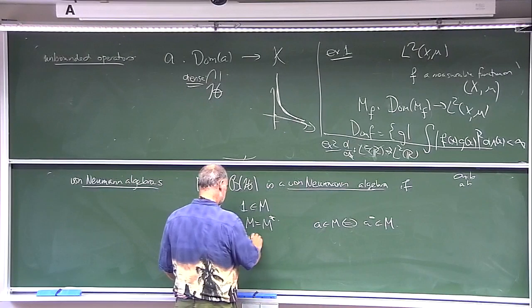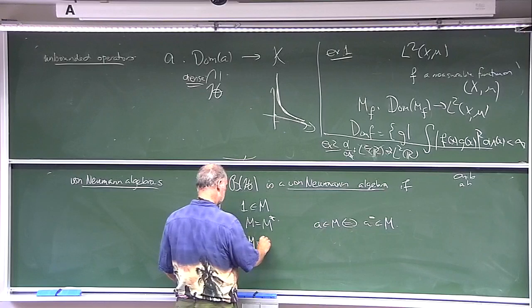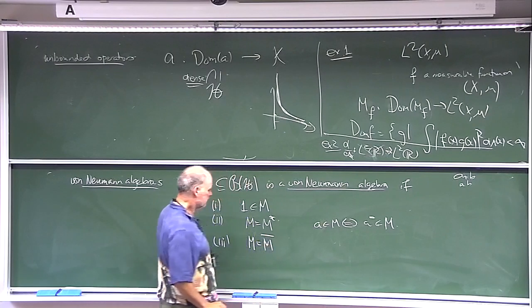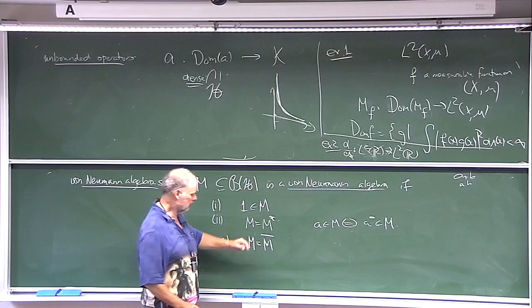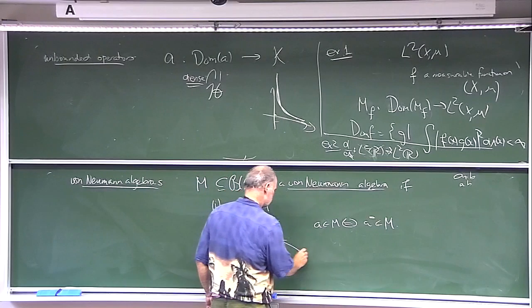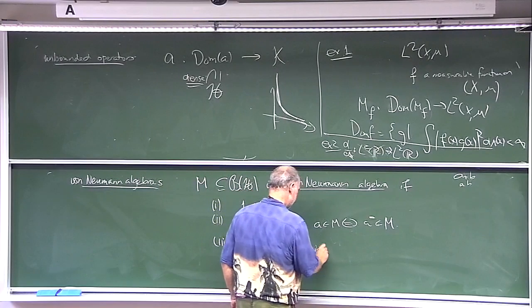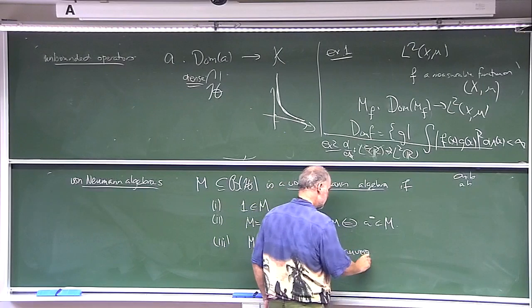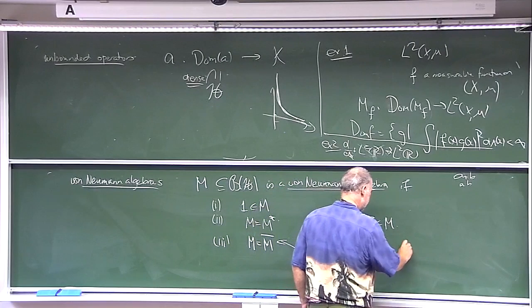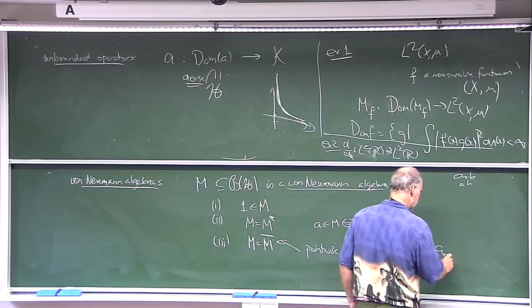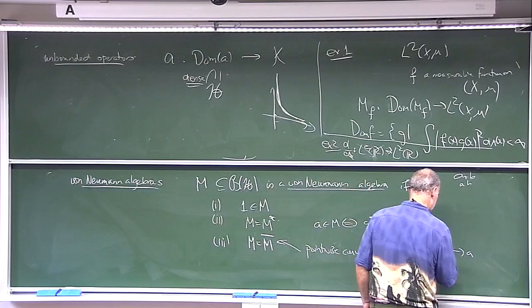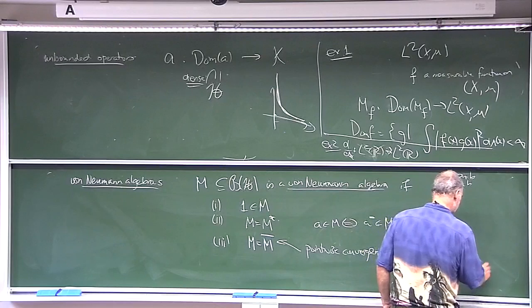And the third one is simply that it's closed. I have to say what I mean by this closure. This is in the pointwise sense. It means that if you have a net A_n tending to A, it means that A_n psi tends to A psi.